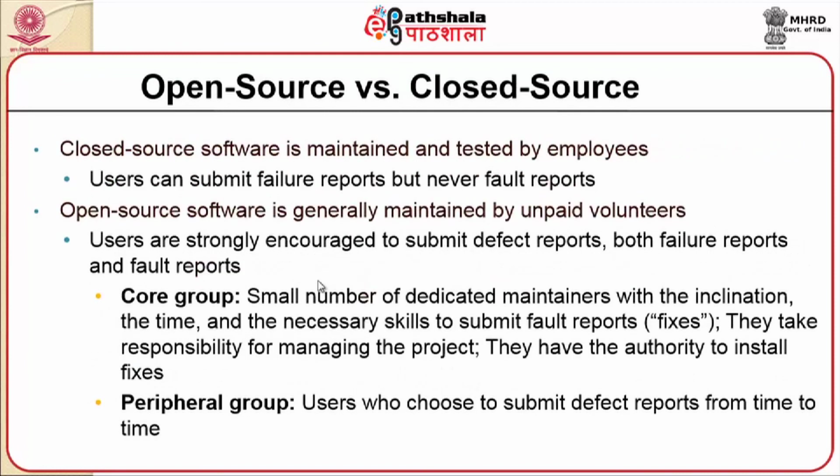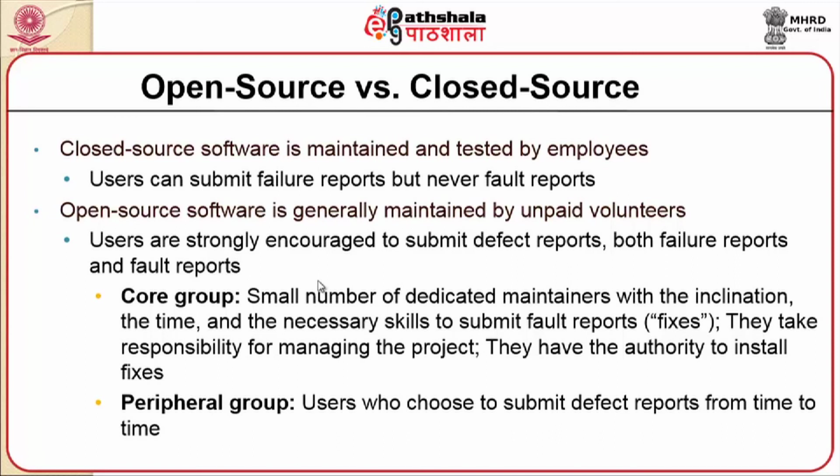So how can we compare the models that we have studied with the open source model? Closed source software is maintained and tested purely by employees. Users can submit failure reports but never fault reports. Whereas open source software is generally maintained by unpaid volunteers who are called co-maintainers or co-developers. So any number of co-developers can work on top of what exists on the internet. Users are strongly encouraged to submit defect reports, both failure reports and fault reports.